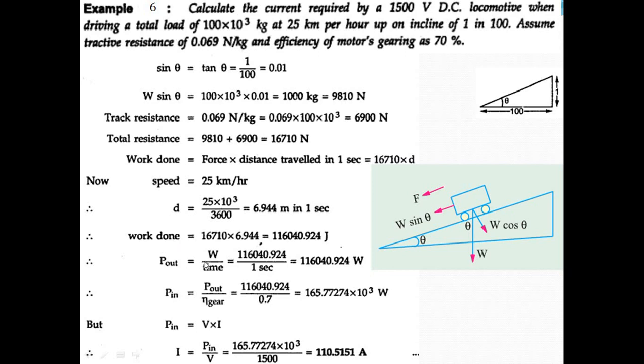Then output power is work done upon time. Time required is 1 second. So this is the output power. Then input power is output power upon efficiency. So here we are getting the input power. Now this is a DC locomotive, an electrically driven locomotive, so its input is obviously electrical. So electrical power P in is equal to V into I. So the current is 110.5151 ampere.